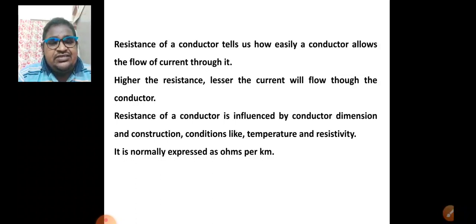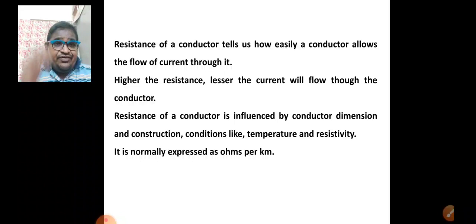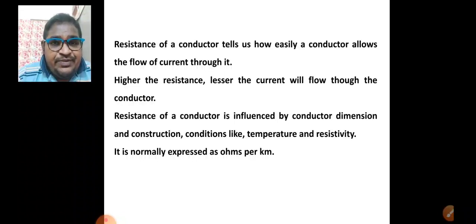That is the resistance of transmission line, which is to be considered as the distribution parameter or distribution element of an electric network: resistance per kilometer, inductance per kilometer, capacitance per kilometer. So therefore here also, we express the value of resistance in terms of ohms per kilometer.